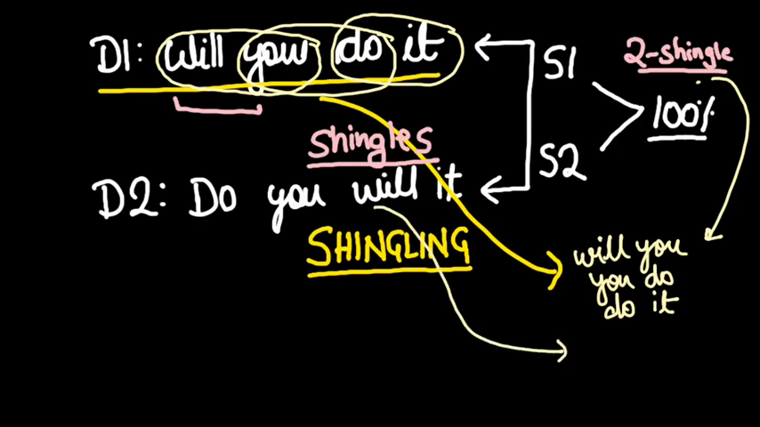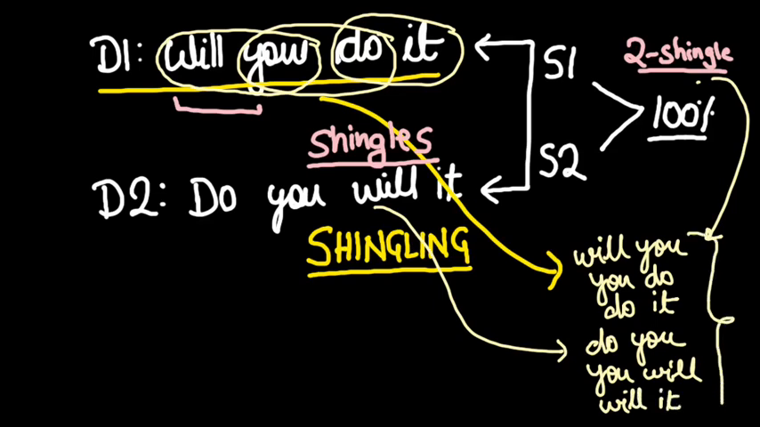And if you look at the two shingles for this second document, it will be "do you", "you will", and "will it". Now instead of comparing the set of words, you compare the set of shingles. If you compare the set of shingles, you can quickly see that none of the elements are common. And this approach then says that the Jaccard similarity of these two documents is 0%. So shingling is an approach we are going to use in the future for comparing two documents.